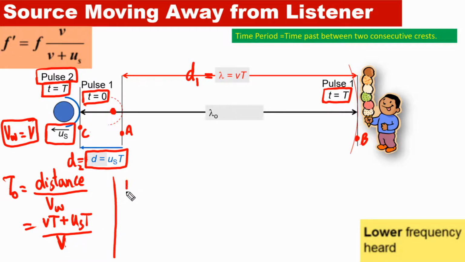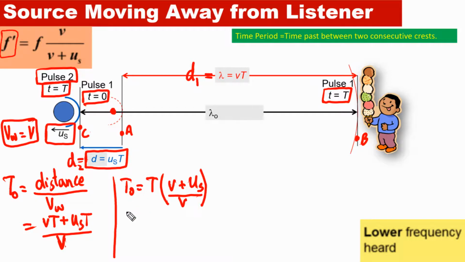Now if we rearrange this a little bit, we can simplify it. As T is common, we can just take T out. We can say (v plus u_s) divided by the speed of wave. Now this is in terms of time period, but what we need to find is the observed frequency, as you can see here.